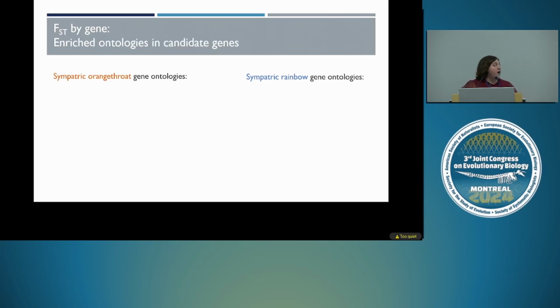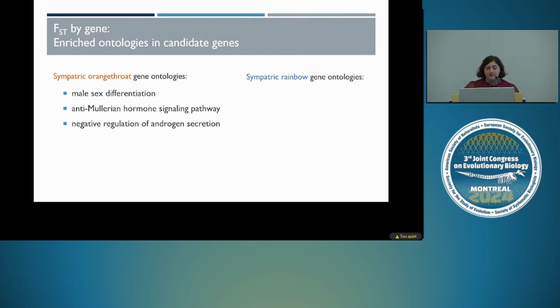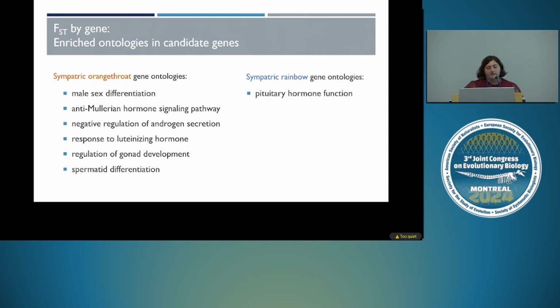Looking for what ontologies were enriched for each species within that set of candidate genes. For the orange throats, we had male sex differentiation, anti-Müllerian hormone signaling, negative regulation of androgens, response to luteinizing hormone, regulation of gonad development, and spermatid differentiation. Whereas in the rainbow darter, we had pituitary hormone function, regulation of sperm motility, and sperm axoneme assembly. So we have some evidence here that there's some distinct gene functions involved in sex determination across the 2 species.